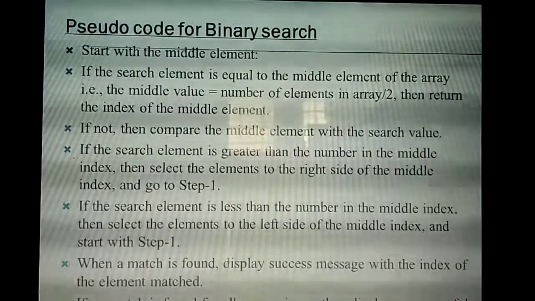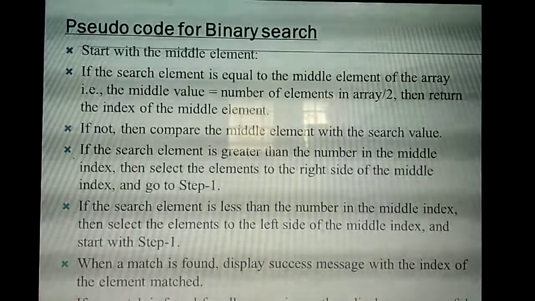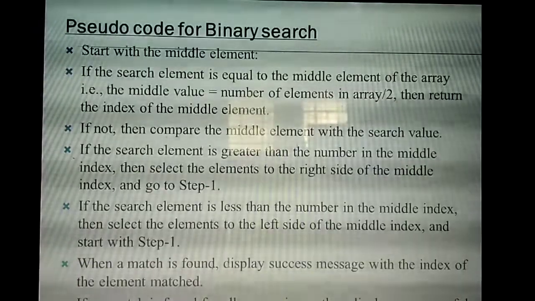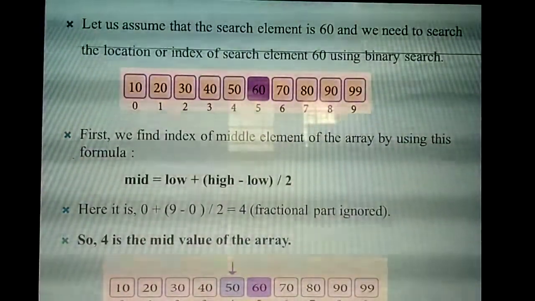Then the next step, you will take some value as a target value. If that target value is greater than the middle element, the search will go to the right side. If it is less, your search needs to go to the left side. If the match is found, it will give the index of the particular value. If the match is not found, it will give the unsuccessful message. Understand?